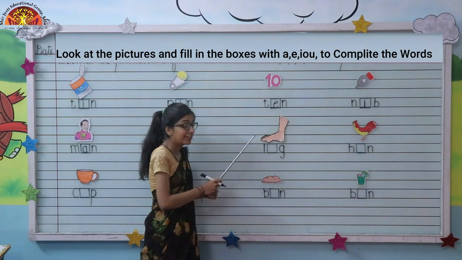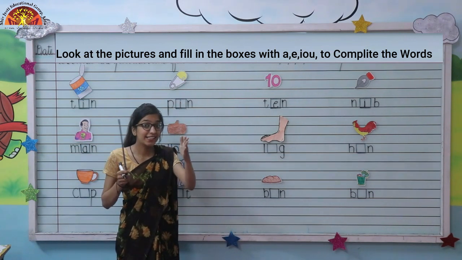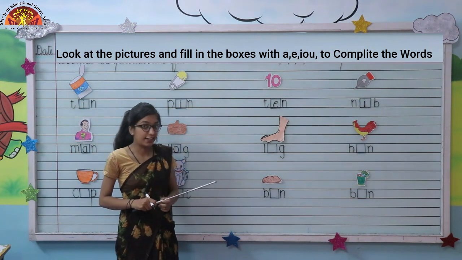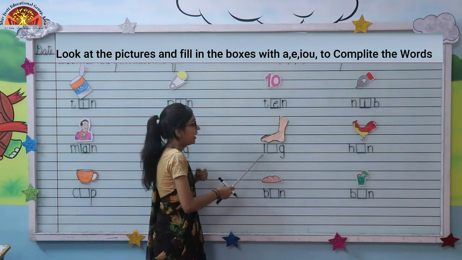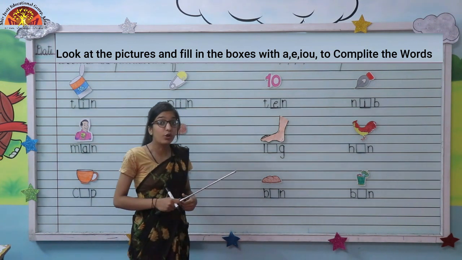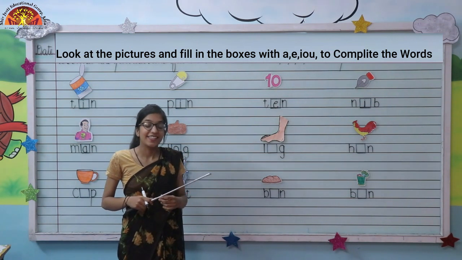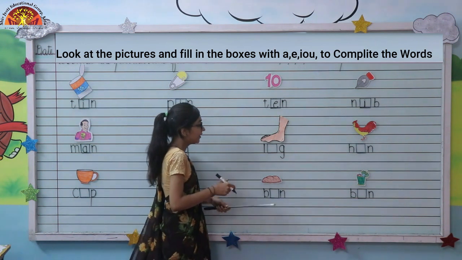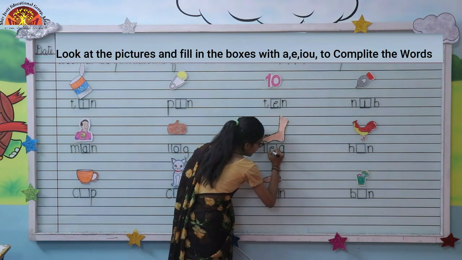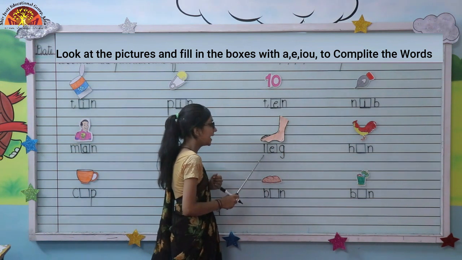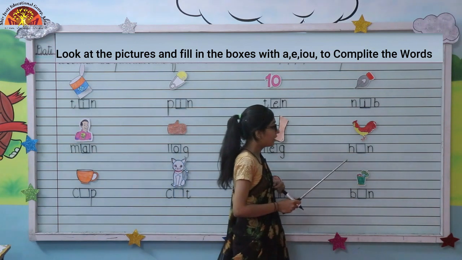Now tell me, which body part is this? Yes, leg. What is the spelling of leg? L-E-G, leg. So L and G are already written over here. So we have to write which vowel? Yes, tell me. Yes, E. To complete this spelling, we have to write vowel E here. Now our spelling is completed. L-E-G, leg. Okay.